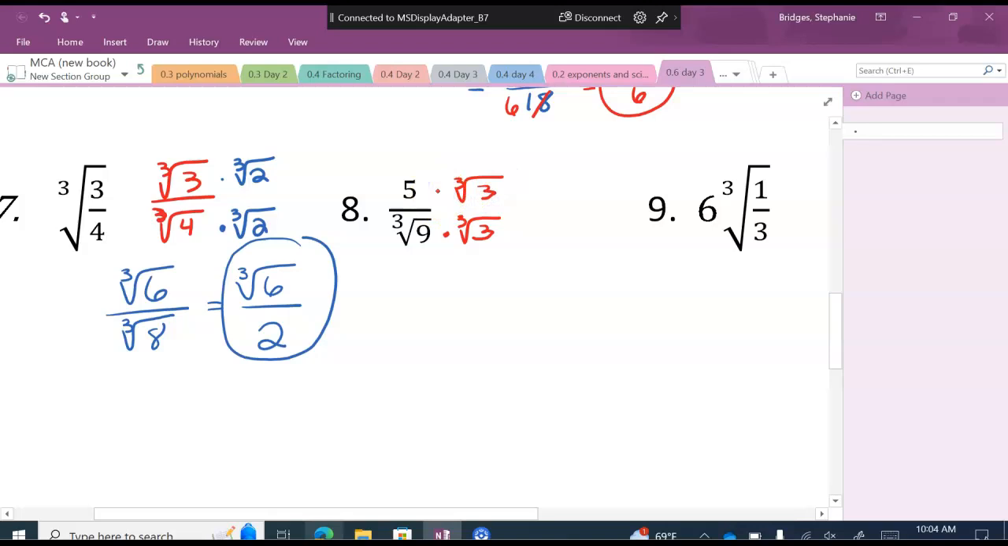Now at the top, do I actually multiply the 5 times the 3? No, it stays outside. Because I need to turn 9 into a perfect cube. I can't turn it to 8 because that's smaller than 9, so I'll go to the next one. To turn 9 into 27, I multiply by 3. At the bottom, the cube root of 9 times the cube root of 3 is going to be the cube root of 27. And what is the cube root of 27? 3. Can anything else simplify there? No.